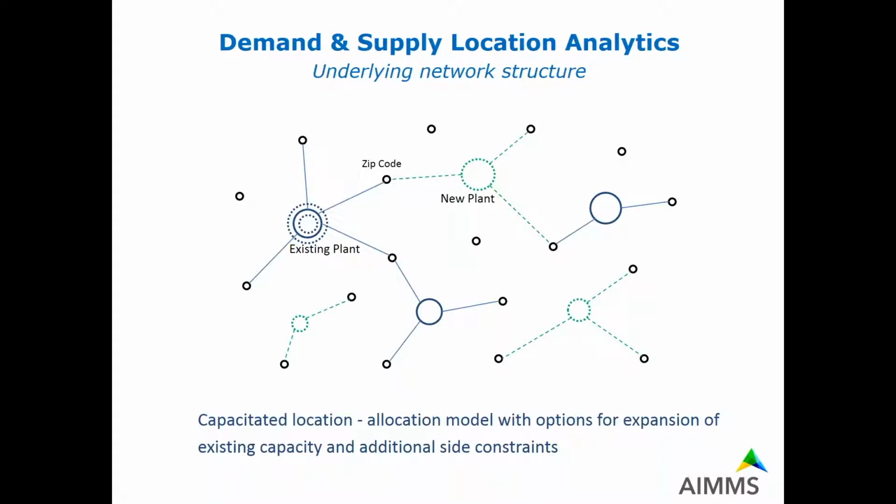We have existing plants for which the capacity is known, but it can also be increased. And we have new plants that can be located potentially at any of the locations of the zip codes, and the demand of every zip code can then be satisfied either from an existing plant or from a new plant.